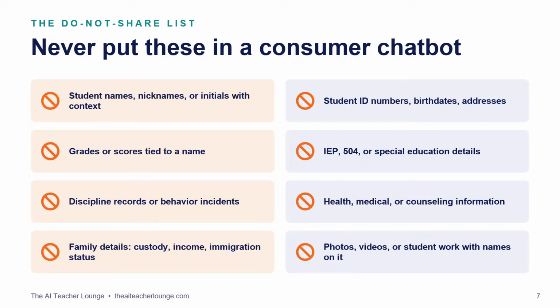Discipline records or behavior incidences are also a big no-no. Family details, custody, income, immigration status, also a big no-no. Student ID numbers, I mean, that's just kind of a no-kidding, right? Don't put student ID numbers in anything public. Birth dates, addresses, that's a no-no. IEP, 504, special education details, health, or medical, I should say, or counseling information, photos, videos, or student work with names on it. These are also things you don't put in there.